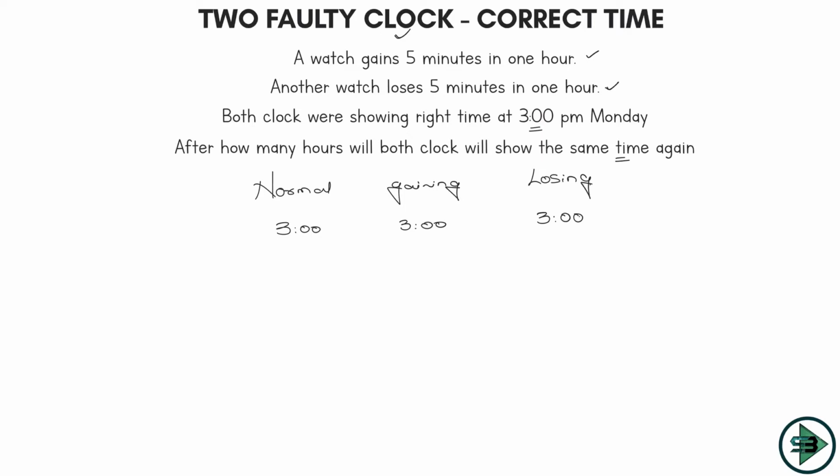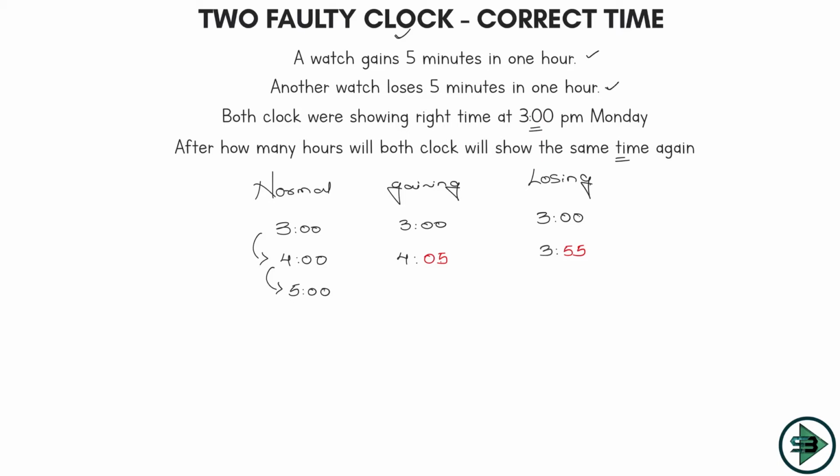But now what will happen? This 3 goes to 4 because it's a normal clock. 4 goes to 5. That is how it will keep on happening in the normal clock. Gaining clock will not be 4. It will be 4:05 because it gained by 5 minutes. Losing clock will not be 4. It will be 3:55 because it lost by 5 minutes, and that is what will happen.